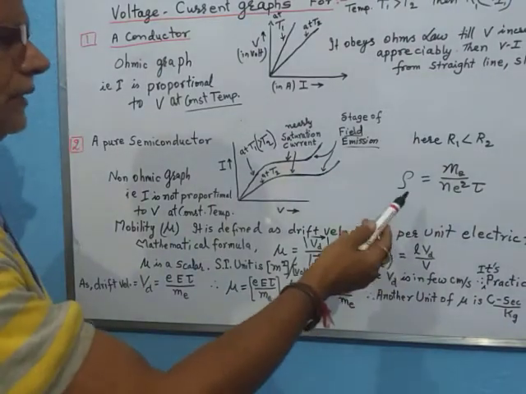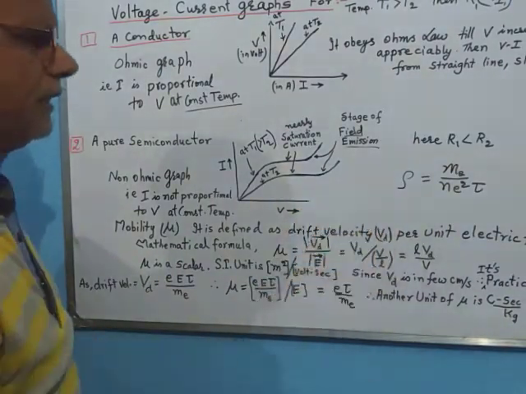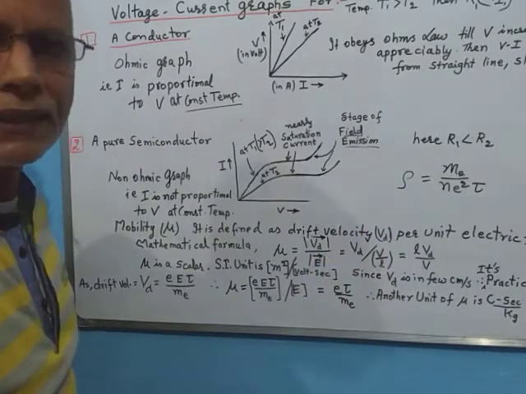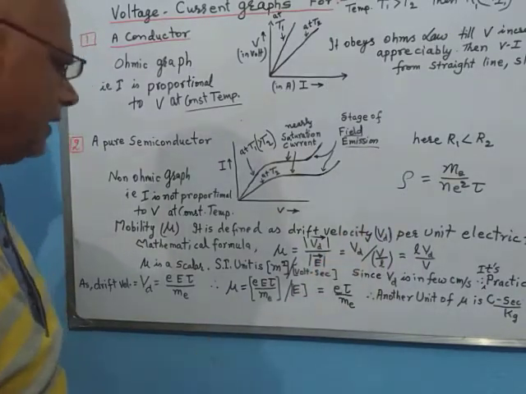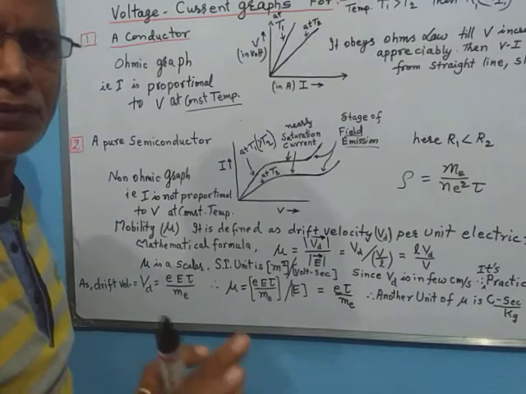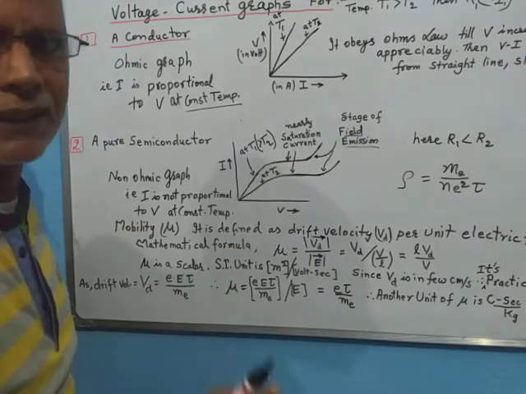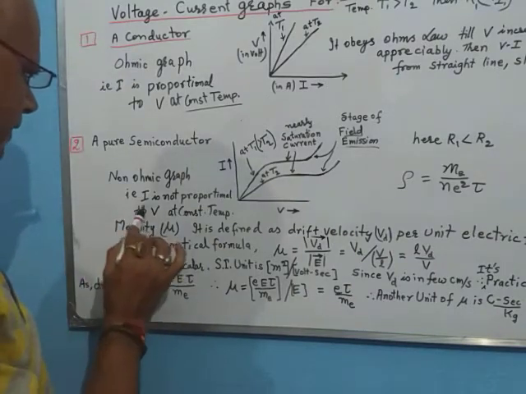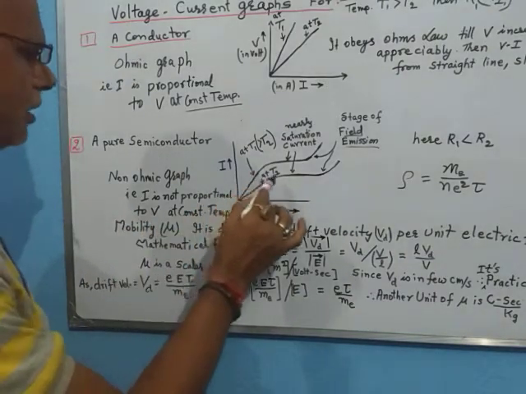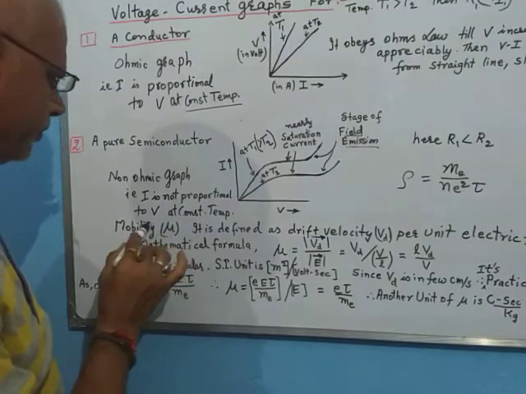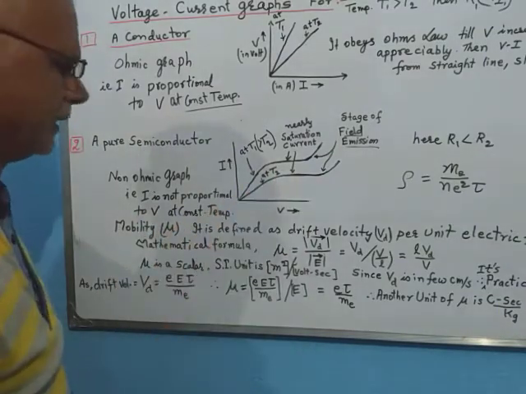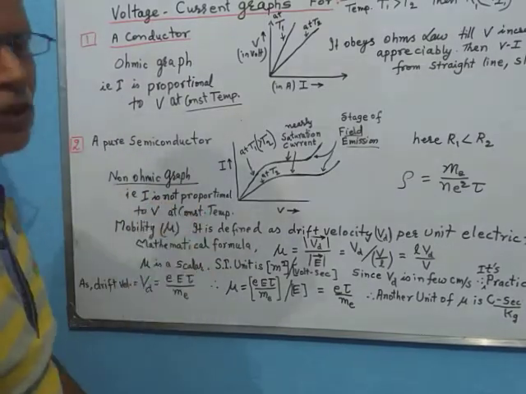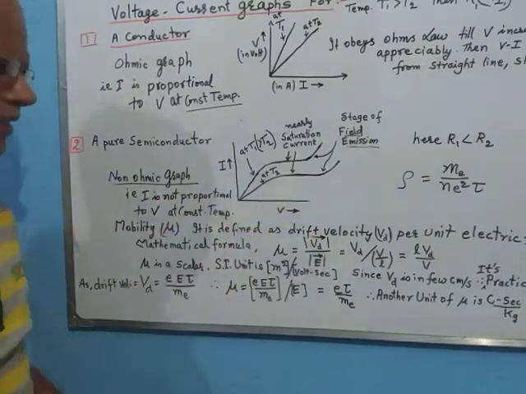We were discussing how, for a semiconductor, the resistivity decreases with increase in temperature. We have discussed it earlier, so I will request you, if you don't bear it in mind, to refer to that lecture. So that way, current is no longer proportional to the potential difference applied across the conductor, and therefore this is called a non-ohmic graph. It is not a straight line at all.